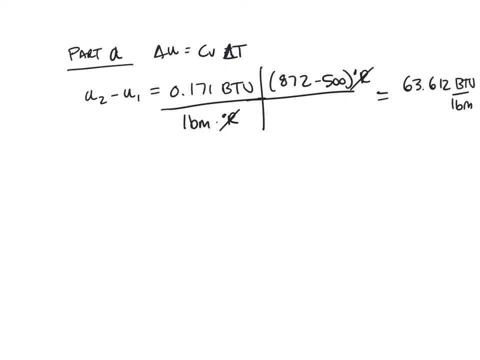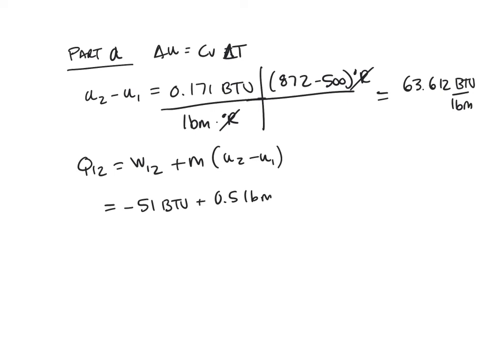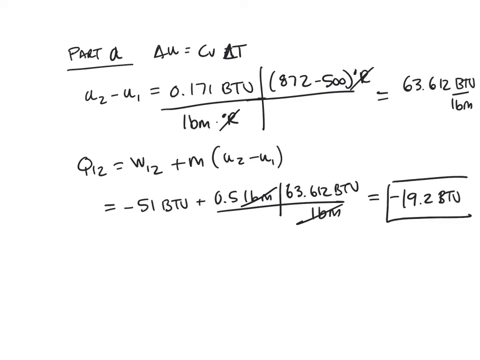And then we'll put this back into the first law to calculate part A. So we had Q1 to 2 equals work 1 to 2 plus mass times U2 minus U1. So here we'll have negative 51 BTU plus 0.5 pounds mass times 63.612 BTU per pound mass. And this gives us a heat transfer of negative 19.2 BTU. So this is part A.